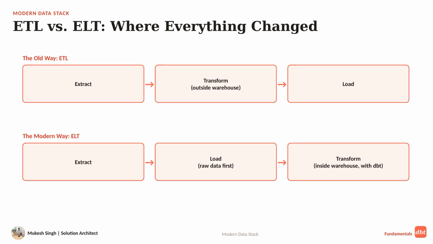ELT simply flips the last two steps. You extract the data, load it into the warehouse in its raw form, and transform it afterward, right there inside the warehouse, using its own compute power. This only became practical once cloud warehouses got cheap and fast enough to handle it, and that transform step, running in SQL inside the warehouse, is exactly where dbt lives.